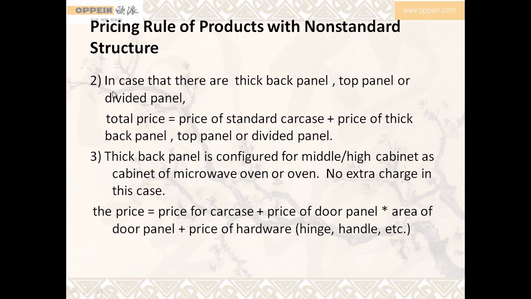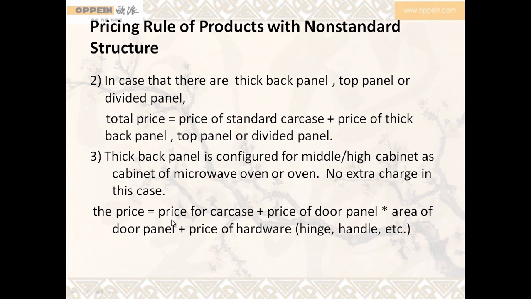Rail is one part on the back of the carcass to connect the side panels. The second case is in case that there are thick back panel, top panel, or divided panel, the total price equals to price of standard carcass plus price of thick back panel or top panel or divided panel. The third case is thick back panel is configured for middle cabinet or high cabinet as cabinet of microwave oven or oven. No extra charge in this case.